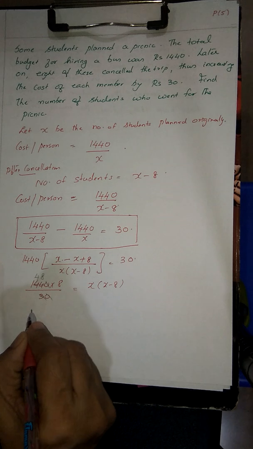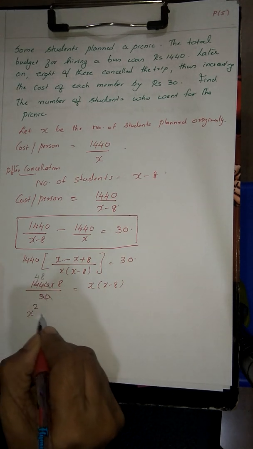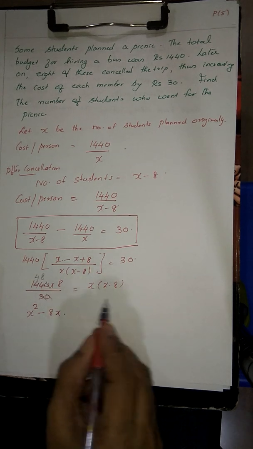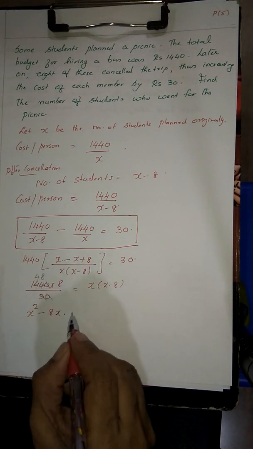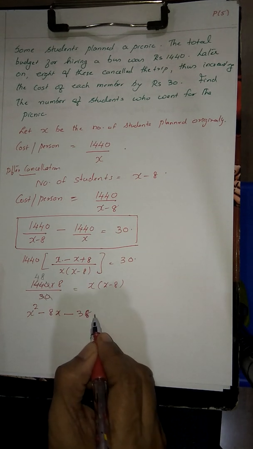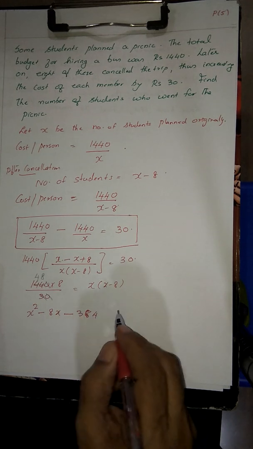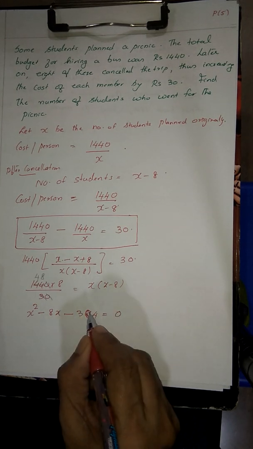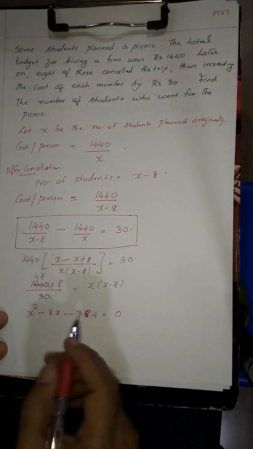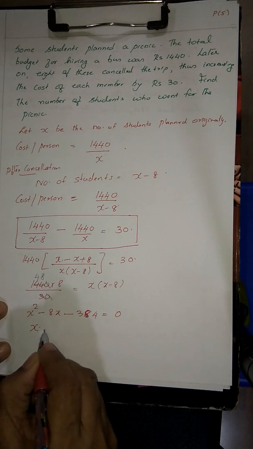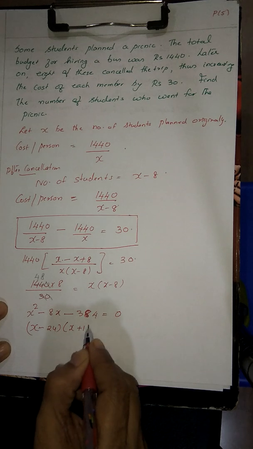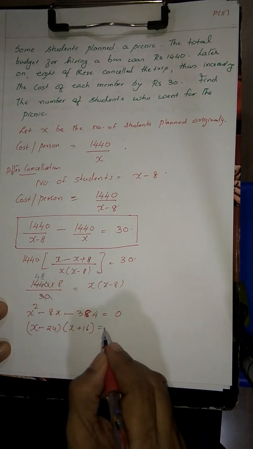So now the equation will be x squared minus 8x is equal to 384. So minus 384 is equal to 0. So again, factorizing, you will get x minus 24 into x plus 16. Hope you know how to do this factorization.